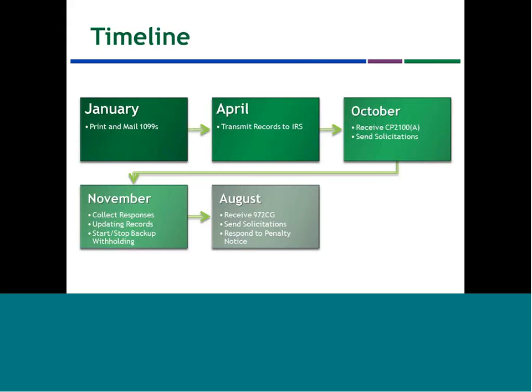Now in October is when we will receive the CP 2100A, which is the B Notice, and we'll be sending solicitations, at which point in November we collect responses, update records, either start or stop backup withholding, and then in August, for those previous P Notices, is when we actually receive the P Notice, the 972CG form. Where once again, we're responding to the penalty notice, sending out solicitations, and doing what we can to remediate that information.